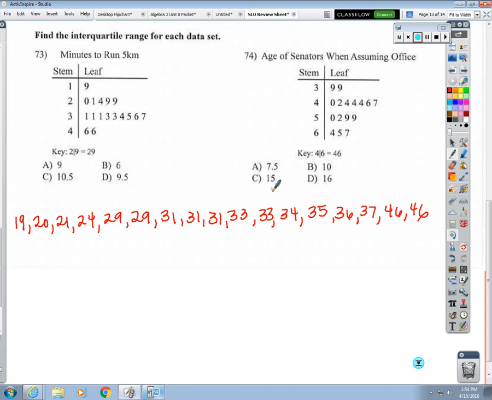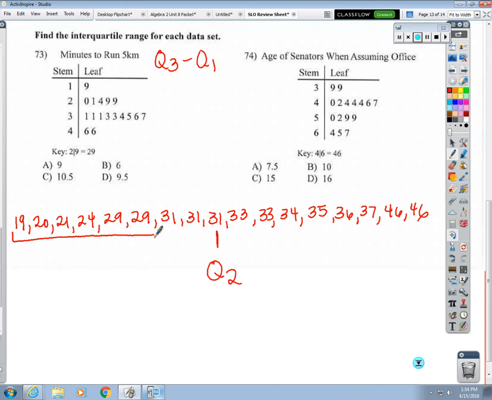Like Jordan said, you can put these in a list in the calculator. It'll give you the Q3 and Q1, and you just do Q3 minus Q1. Or if you do it by hand, you first have to find Q2, which is 31. That's the middle number of all the data. There's 8 on this side of it and 8 on this side of it. So that's your Q2. How do you find your Q1?